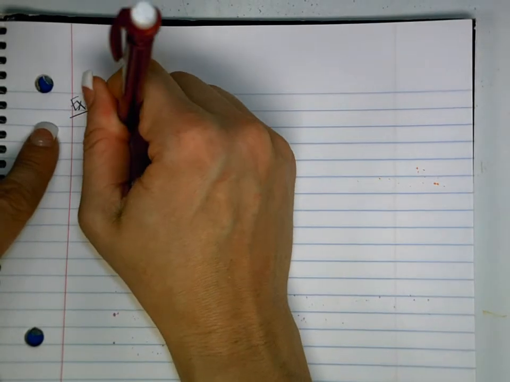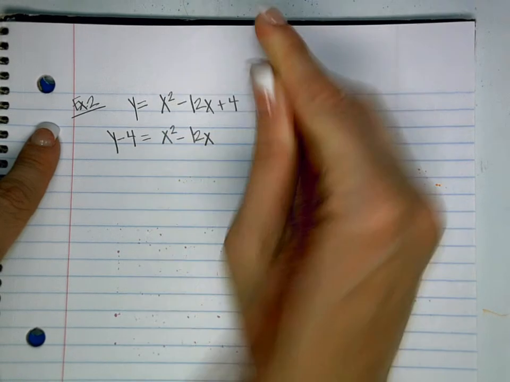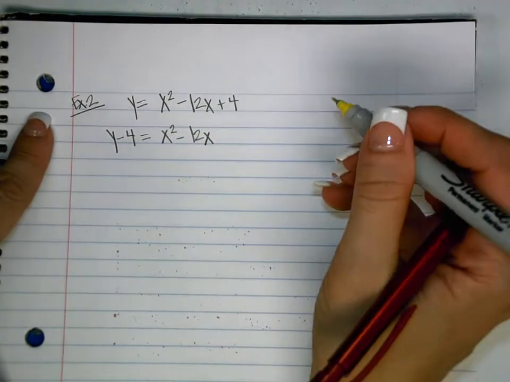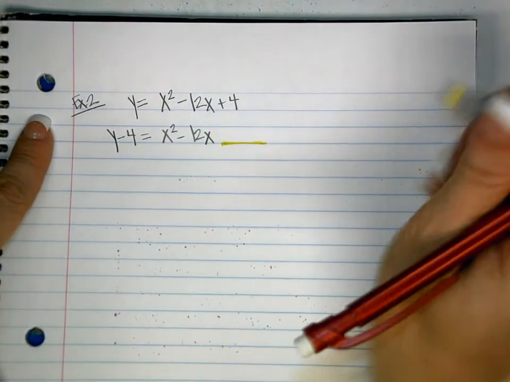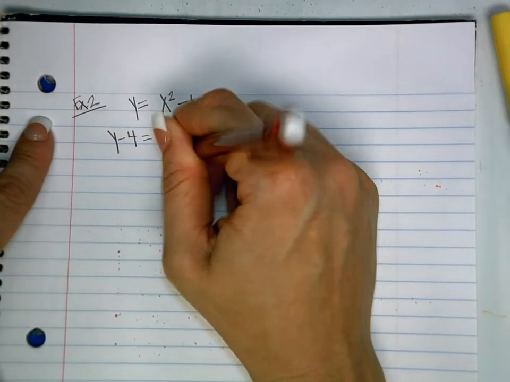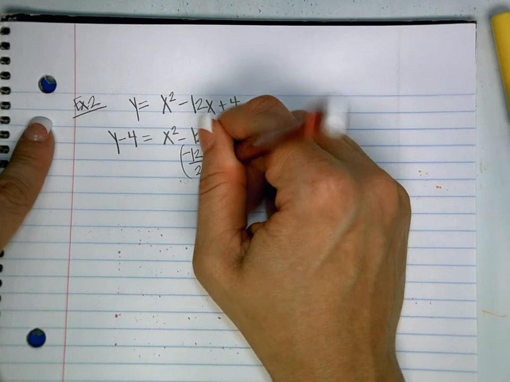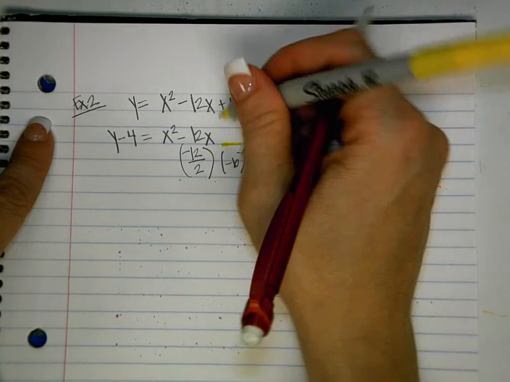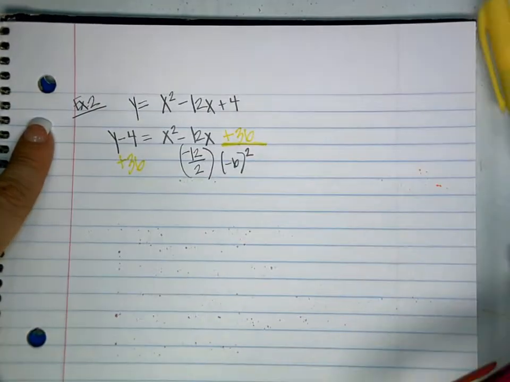So it becomes y minus 4 equals x squared minus 12x. Is there anything to take out as a GCF on the right side? No. So we created that space. Now I need to complete the square. What is the number that I'm going to add? -12 divided by 2 is your -6. And that squared gives you what? 36. Plus 36. We're going to add 36 to both sides.